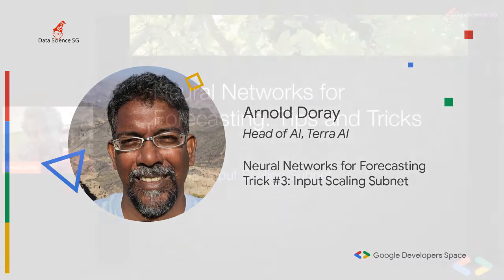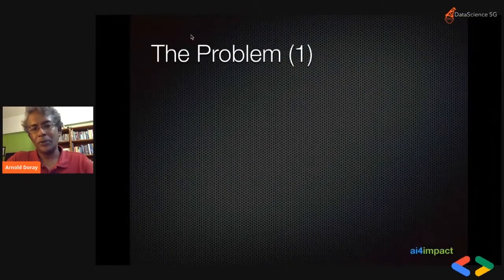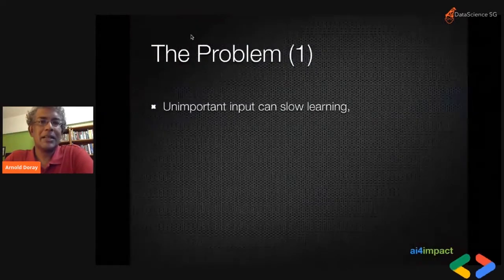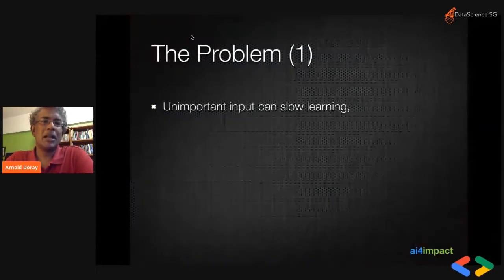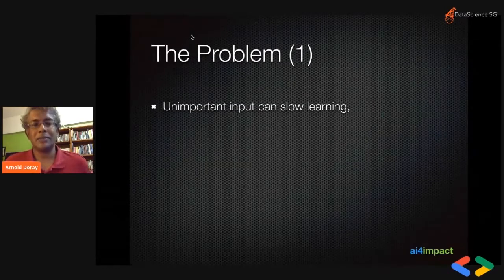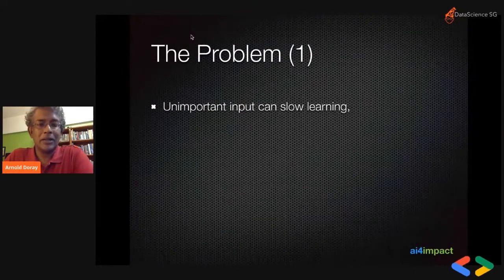The next big trick I want to introduce is something called an input scaling subnet. And the idea is twofold. There are two problems right now that we have with the inputs. The first is that unimportant input can slow learning. Especially if you have, let's say, a large network, for example, a large input vector, then a lot of rubbish in there can actually slow down learning.